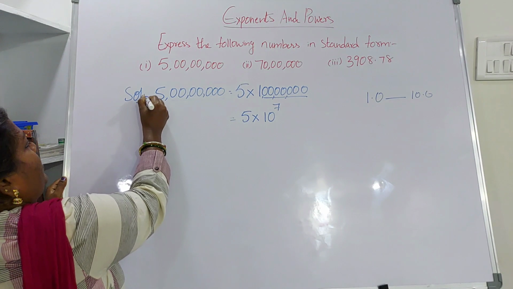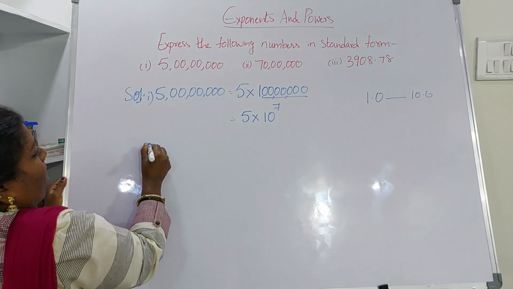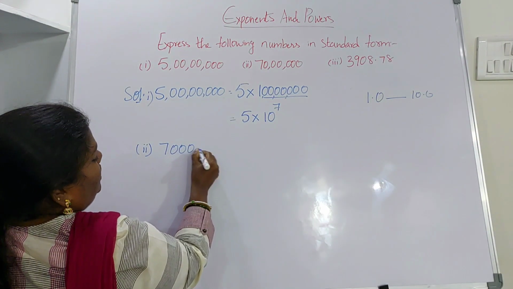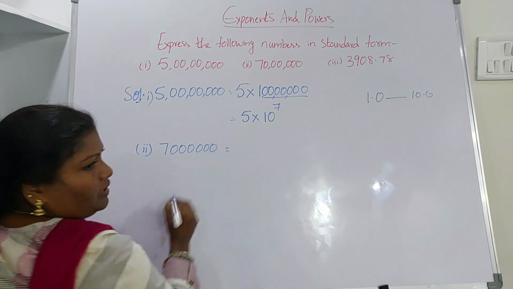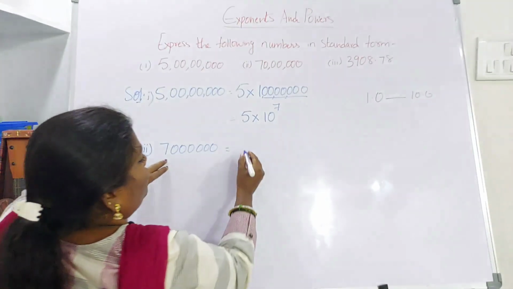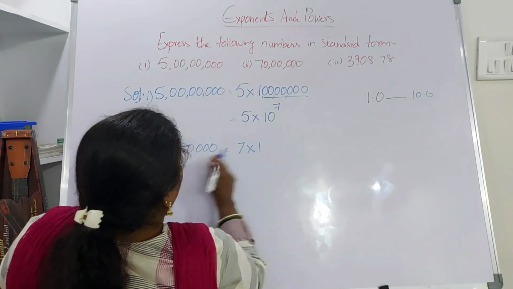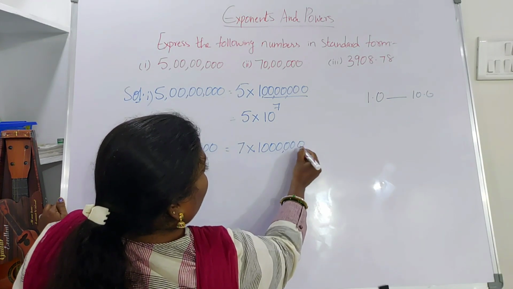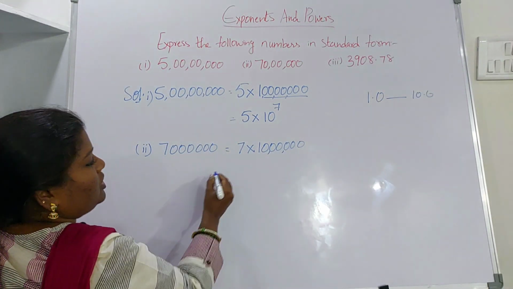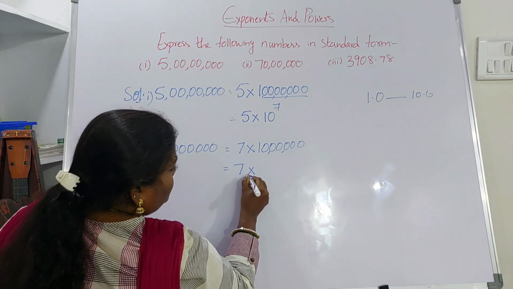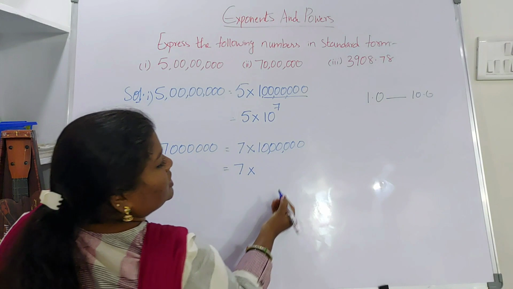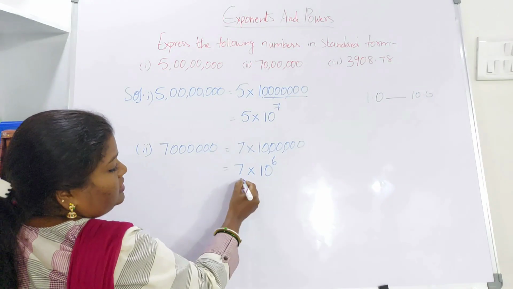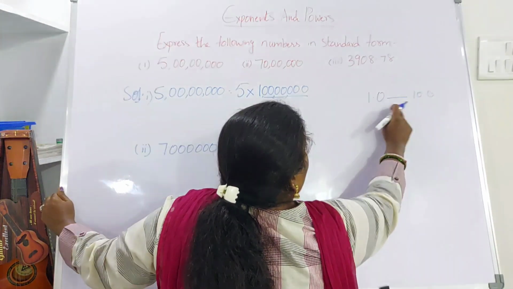Now next, second one, 7 followed by 6 zeros, 1 2 3 4 5 6. Here first let me write the expanded form, 7 into 1 followed by 6 zeros. So it is nothing but 1 2 3 1 2, it is 10 lakhs. So it is 7 into, now 1 followed by how many zeros? It is 6 zeros. So I can write it as 10 to the power 6, and see here it is 7 and it is within the range.